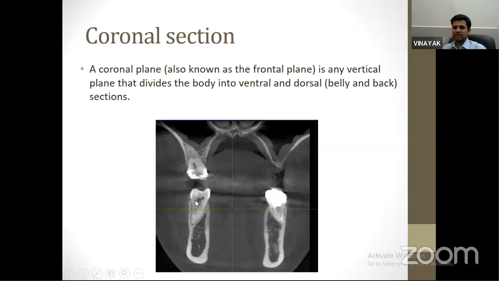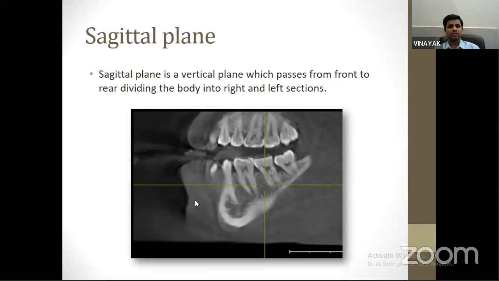Next is our coronal section. It is through the coronal suture, right? So it divides the body into front and back. So it is like you are seeing from front or seeing from behind. So this is your coronal section. And your third is your sagittal plane or sagittal section. It is through the sagittal suture. So it is like we're seeing from the left or seeing from the right. So these are the main 3 sections.